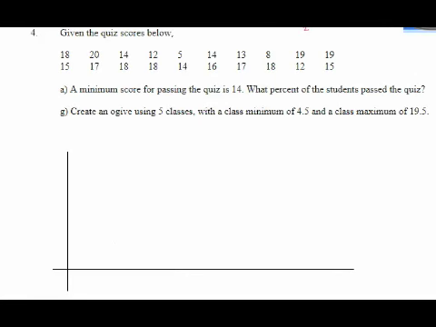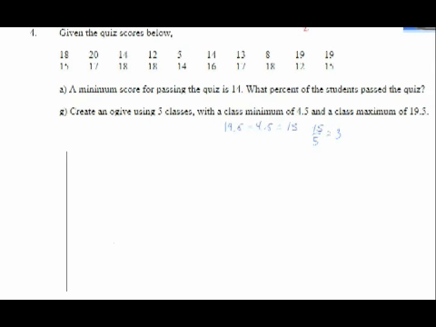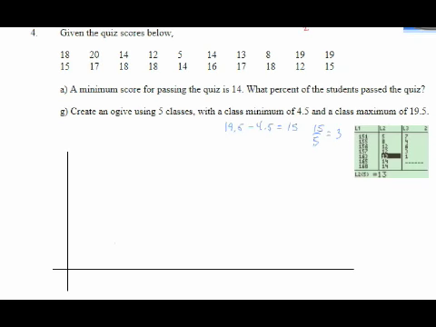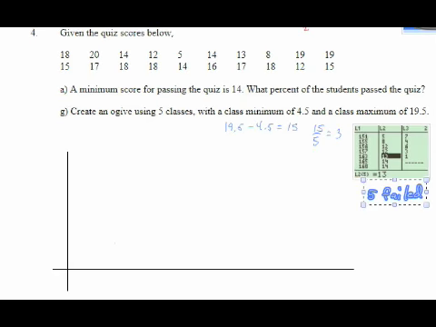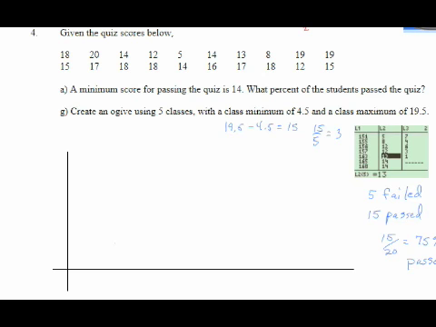At the bottom of page 2, we have a problem involving data for which we need to generate an ogive. Recall that an ogive is the cumulative frequency graph, and you'll see that they gave us the class minimum and maximum, so I could calculate that if we have 5 classes, the width had to be 3.